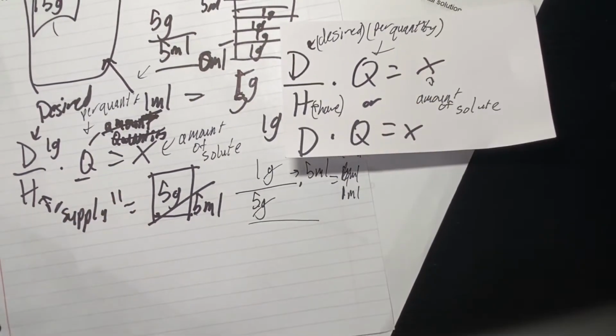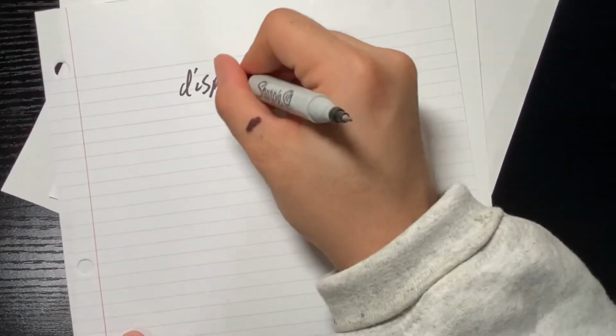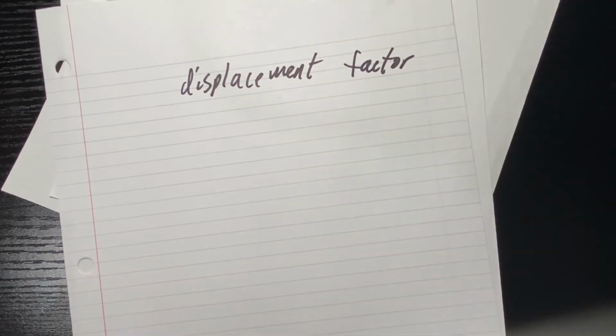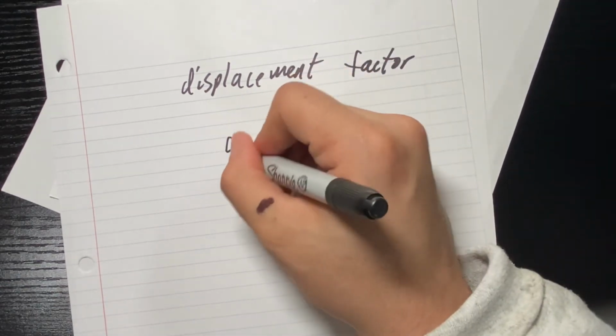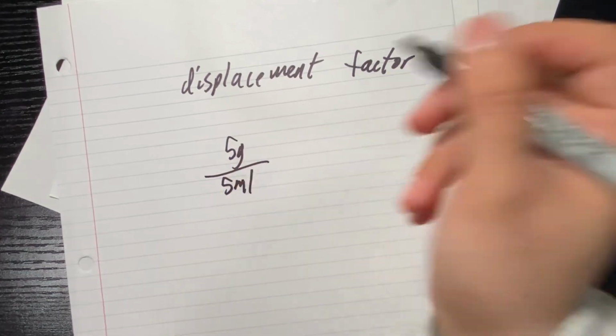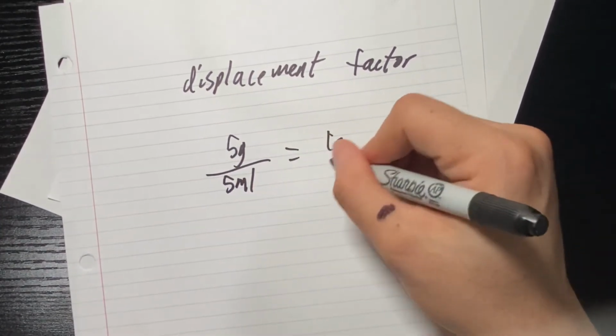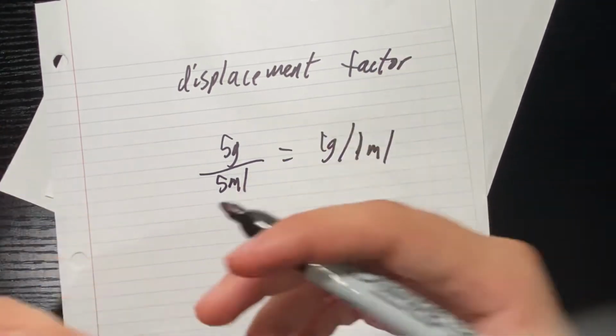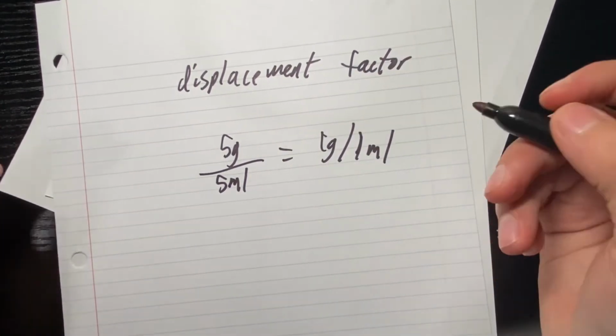Now, where it gets kind of hairy is that when it comes to dilutions, you've got certain things that don't 100% mix. We call this our displacement factor. In the example of the sugar, I've got 5 grams in 5 mLs, which gives me my 1 gram per 1 ml. Certain medications don't 100% dissolve in water.